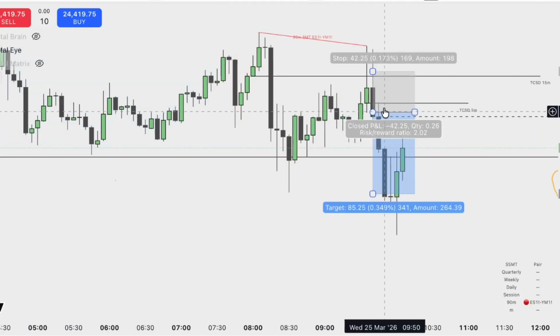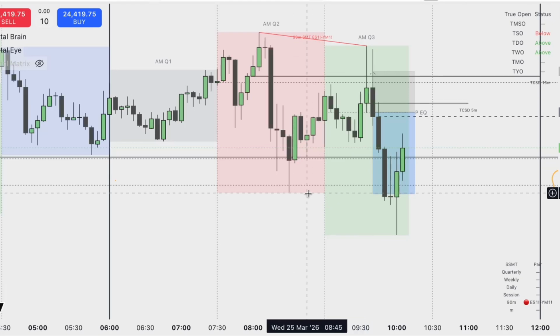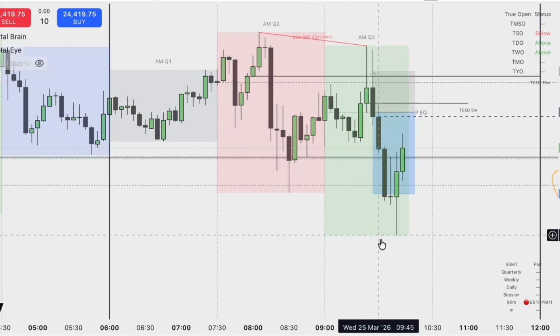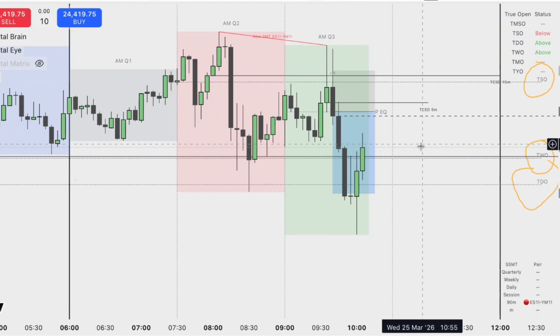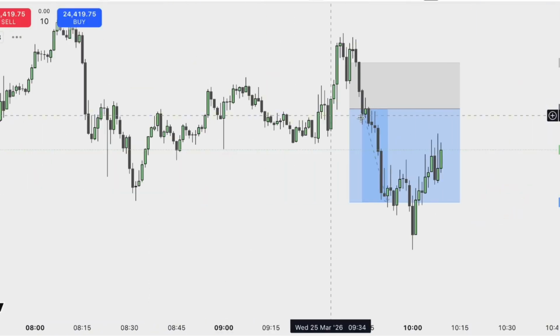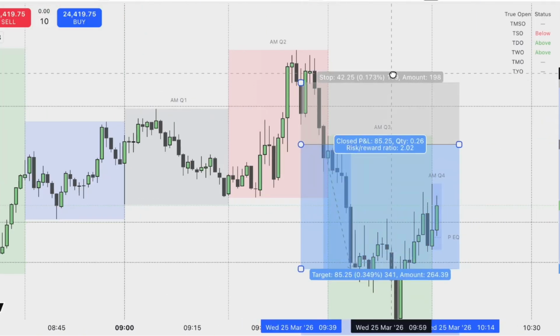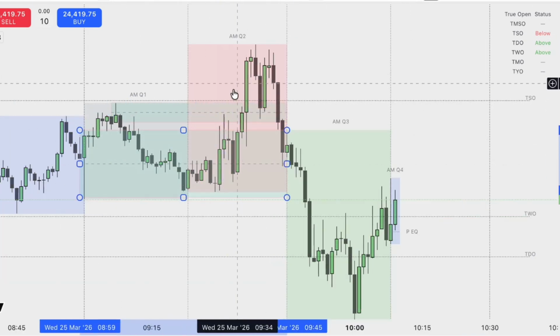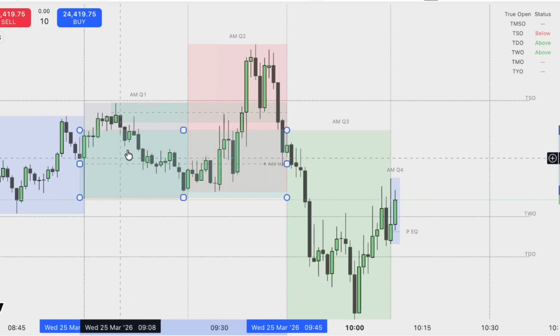Once we confirm it here, eyes on these lows, on this low of 830, that is going to get taken before anything else is allowed to happen. Then if we go down to the 1 minute, I saw exactly this happening. So these are the highs and lows of the previous quarter.